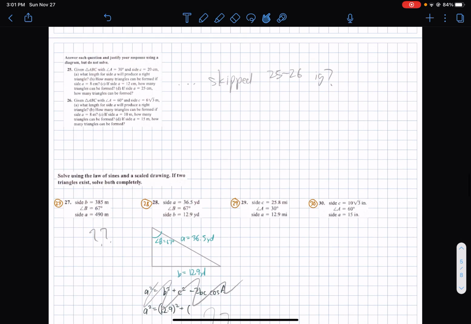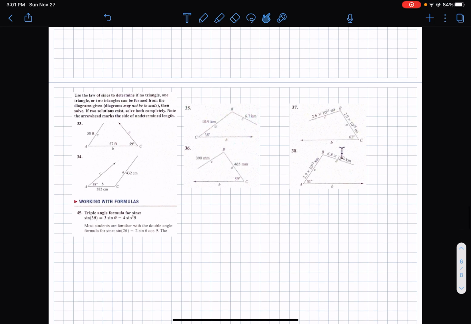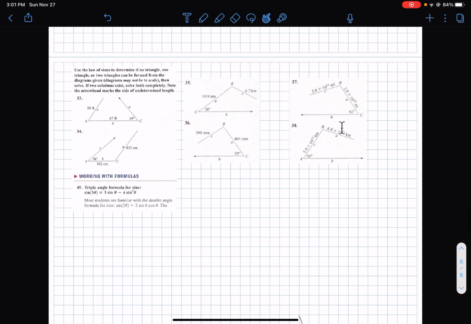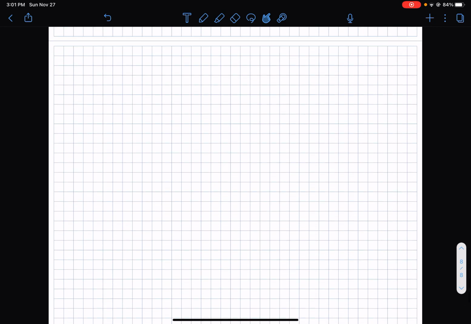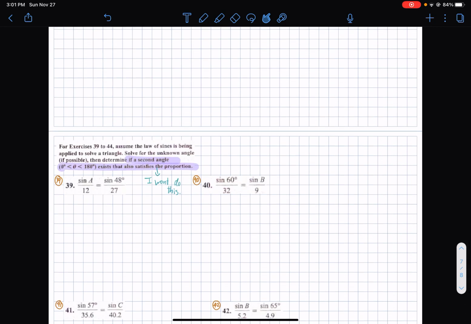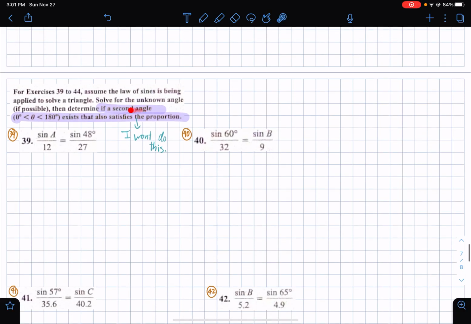Alright, I'll be skipping numbers 25 to 30, 31, 32, all the way to 38, as well as 45. I will resume from 39 to 44. So as I said here, I'll be looking for the unknown angle, but I won't be looking for this one if I'm supposed to determine if a second angle exists that also satisfies the proportion.